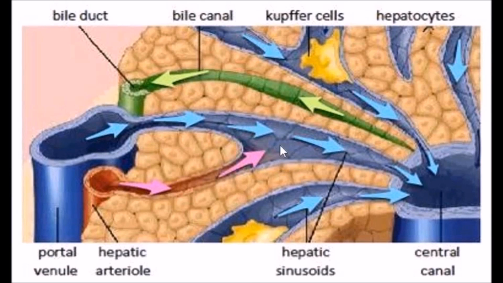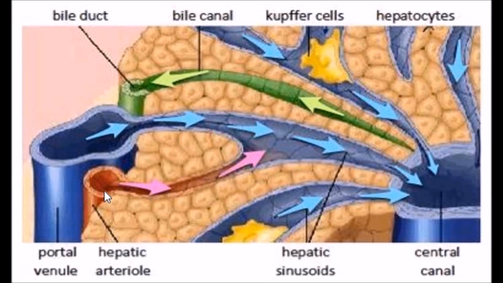If you see here, this is the portal venule, or the branch of the portal vein, which has divided into smaller branches called sinusoids. So these are the sinusoids on either side of the cellular plates. These are the cellular plates that run radially like the spokes of a wheel, and on either side of these hepatocytes or cellular plates there are sinusoids.